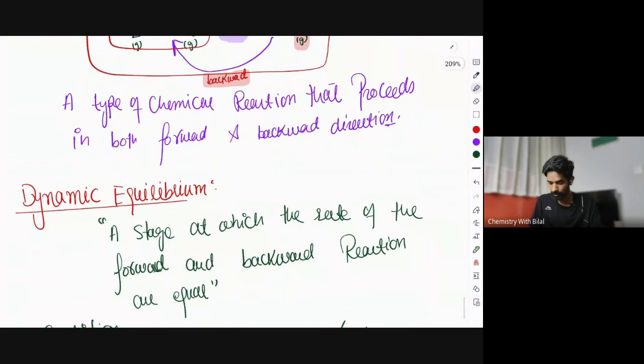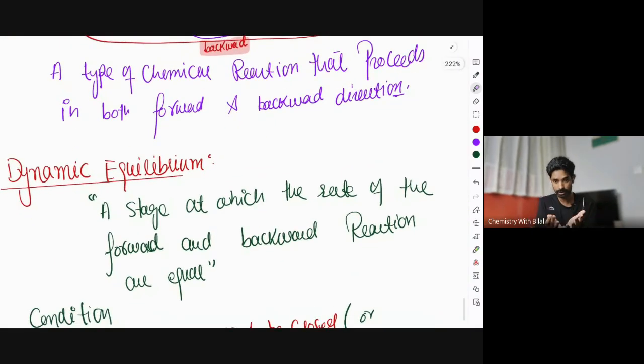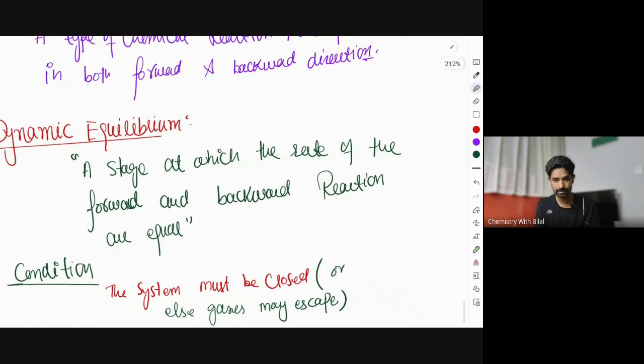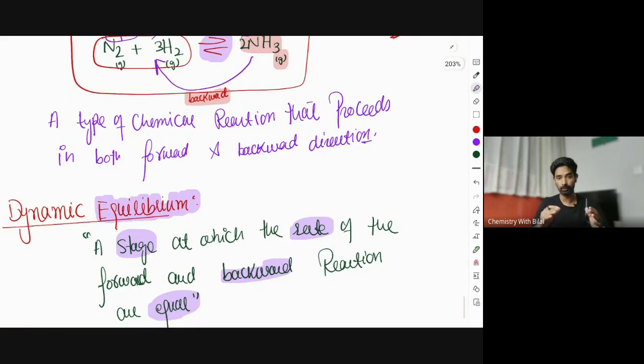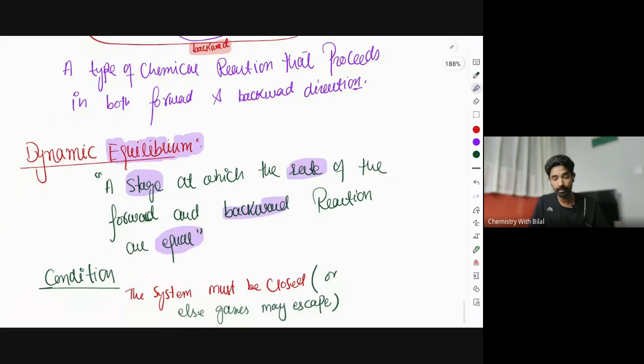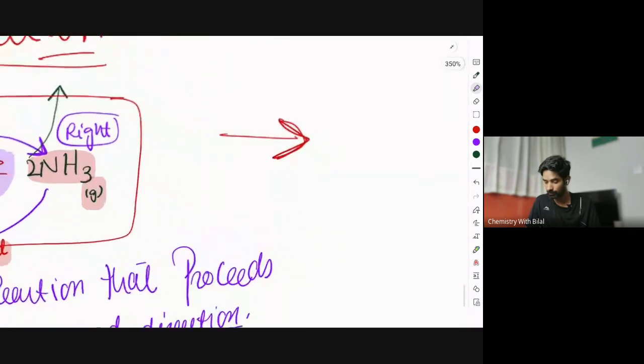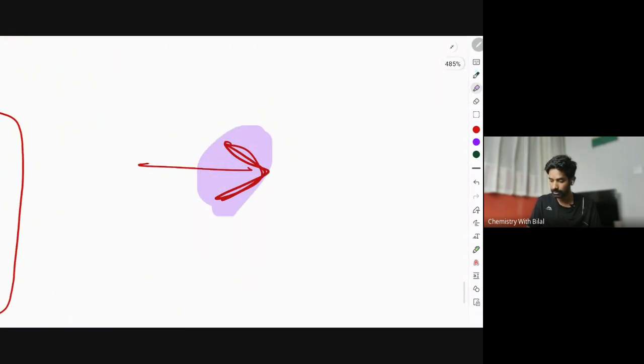We know that under closed conditions, when the system is closed, a stage comes when the rate of the forward and backward reactions are equal. When forward and backward become the same, we can say that the system has achieved equilibrium, and that equilibrium is called dynamic equilibrium. There are two types of reactions in nature: reversible and irreversible. Reversible are those which go in both directions, forward and backward, whereas irreversible are those which go only in one direction. For example, this is how you represent an irreversible reaction.